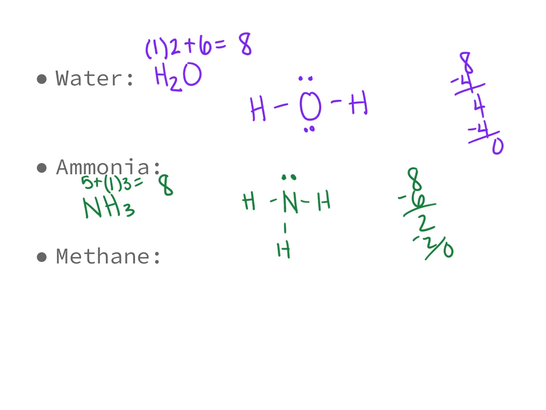Okay, last one. Try methane on your own. Methane's formula is CH4. Okay, so try to draw methane. How many total valence electrons in methane? Okay, 8. Which atom goes in the middle? Carbon. Okay, you start with 8. You used 8. Was this one kind of nice and easy? Yep. Okay.